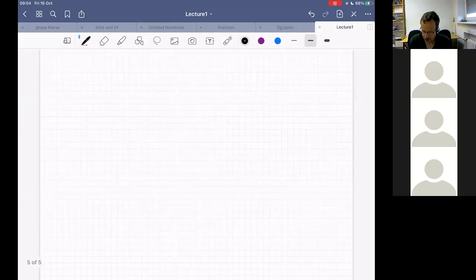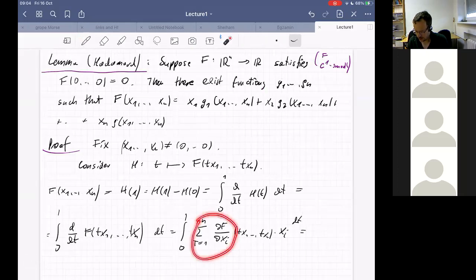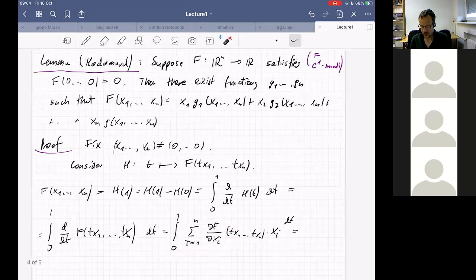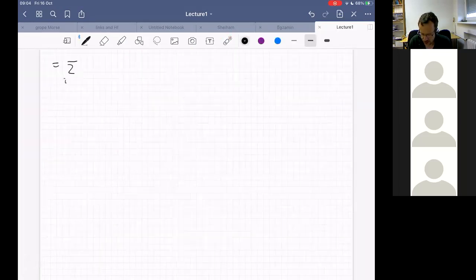So this is equal to, now this is a finite sum and xi is independent of the variable t, so this is like a constant because I'm working with the variable t, so I can put this xi outside of the integral sign. And I can also put this sum outside of the integral sign. So it is the sum for i equal 1 to n of xi, times the integral from 0 to 1 of df over dxi at tx1, ..., txn, dt.